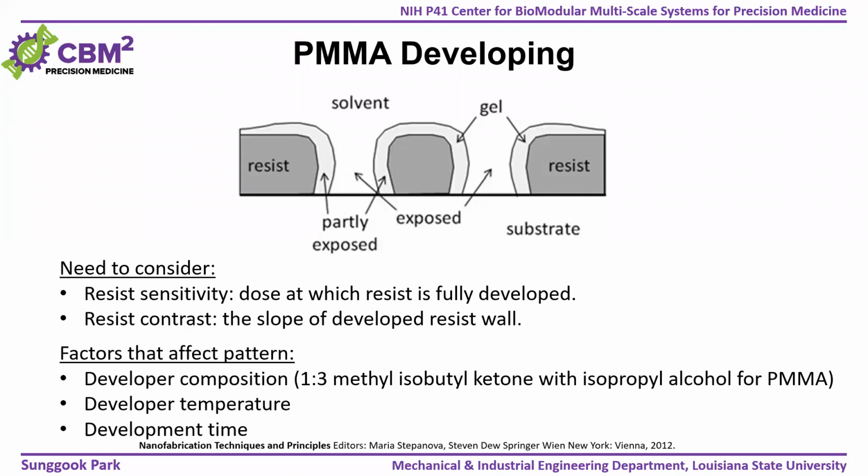Okay, and also we need to consider the contrast. The contrast means the slope of the developed resist wall. Okay, and also the types of developer you are using can affect the final sidewall profile of the nanoscale patterns produced by electron beam lithography. Okay, so for PMMA, people use a 1 to 3 MIBK with isopropanol mixture as a developer, and also developing time and temperature are factors.